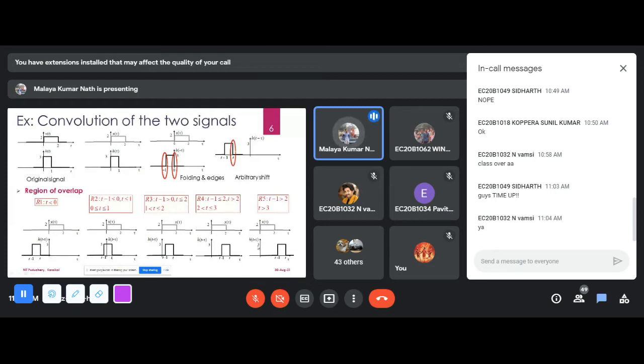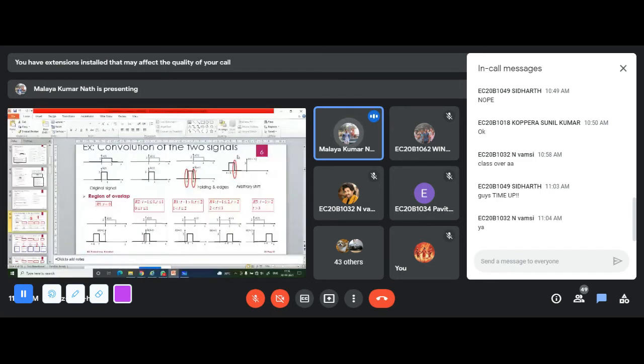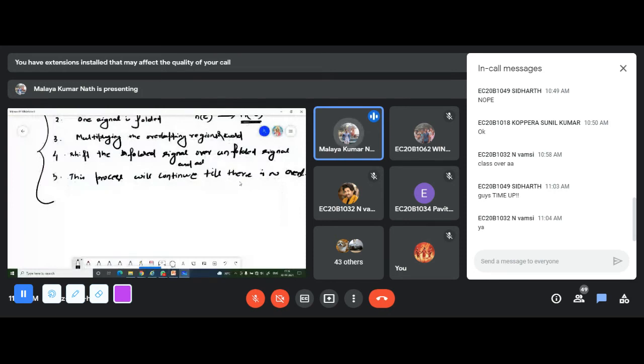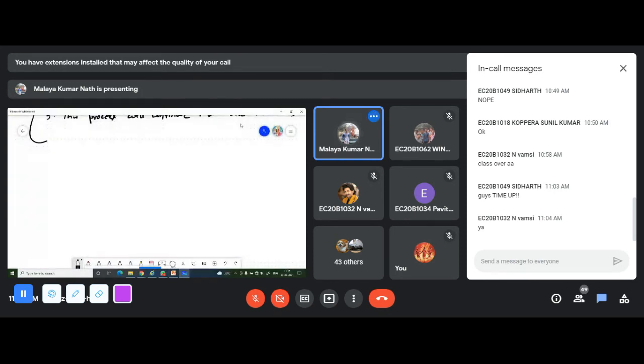This is called overlapping, and this shifting operation will occur until there is no overlapping. Look here, there is no overlapping and the convolution has stopped, right? Now we'll take one example with respect to a discrete signal. I will show one example, then you can understand what exactly is happening.